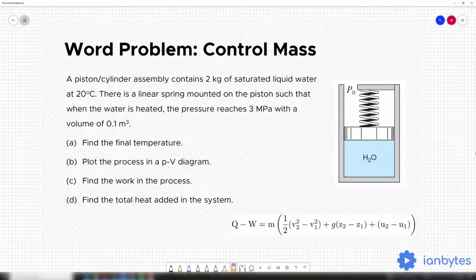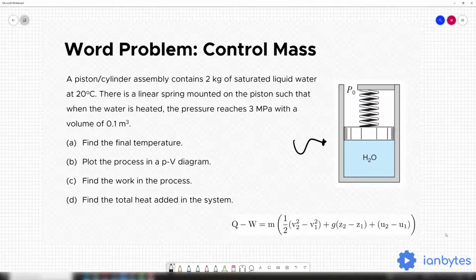Letter A, find the final temperature. Letter B, plot the process in a PV diagram. Letter C, find the work in the process. And letter D, find the total heat added in the system. So we are provided with a schematic diagram on the screen.